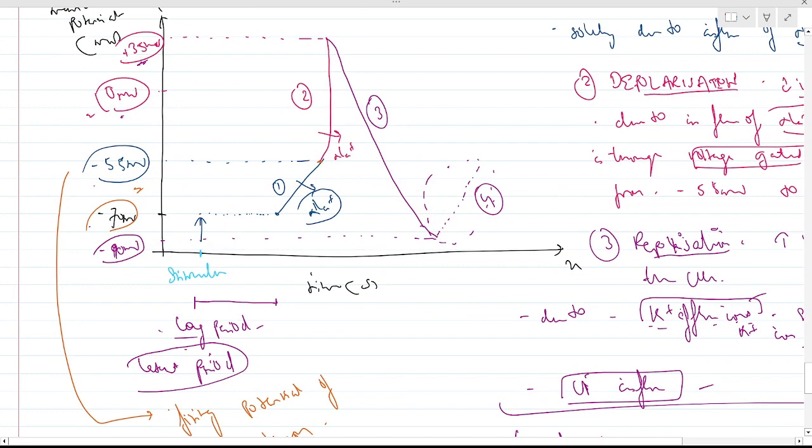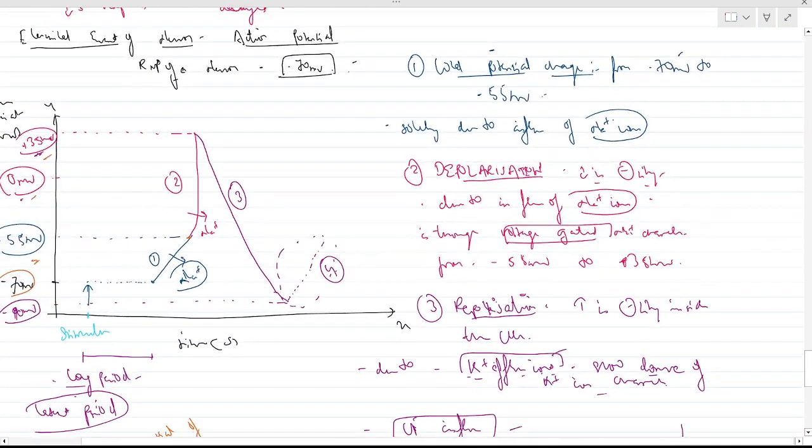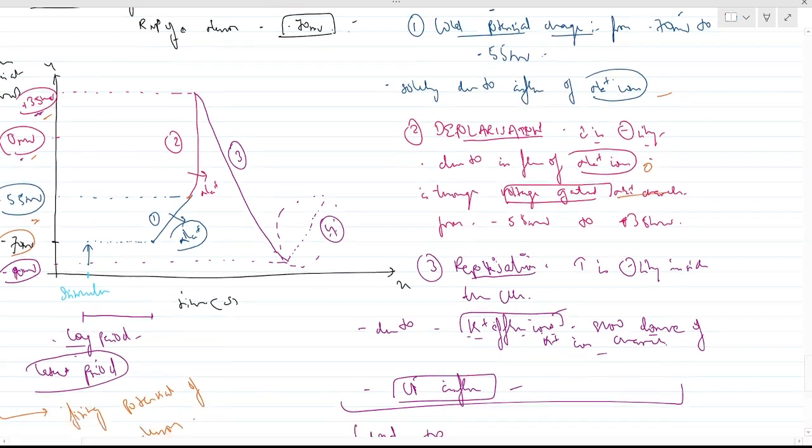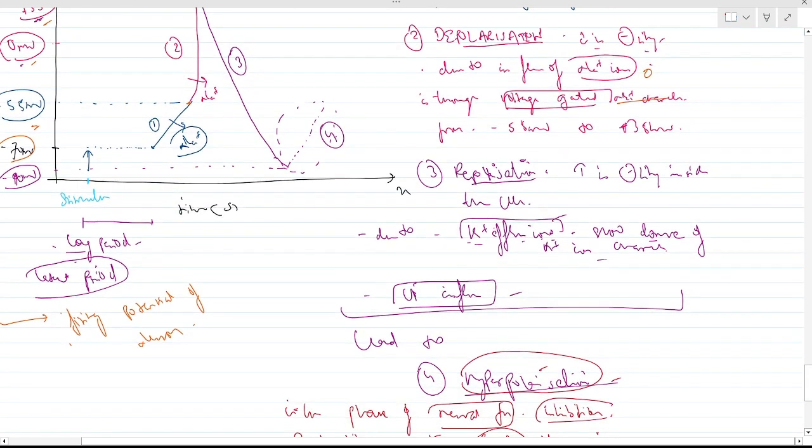action potential fires here. Then in the second phase, there is depolarization from minus 55 millivolt crossing the 0 millivolt barrier to plus 35 millivolt. Local potential change is due to influx of sodium ions. This depolarization phase is also due to influx of sodium ions through voltage gated sodium channels. Then there is the repolarization phase, back to the polarity of the neuron, which is due to potassium efflux.